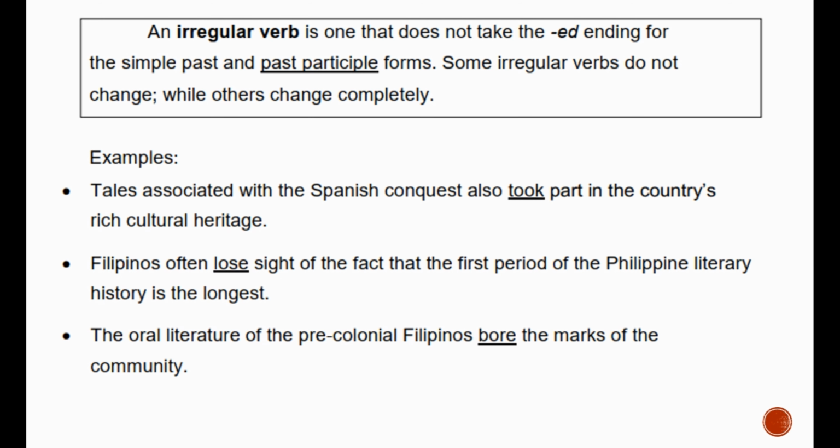Now, an irregular verb is one that does not take the ed ending for the simple past and past participle forms. Some irregular verbs do not change, while others change completely. Here are some examples. Repeat after me. Tales associated with the Spanish conquest also took part in the country's rich cultural heritage. Filipinos often lose sight of the fact that the first period of the Philippine literary history is the longest. The oral literature of the pre-colonial Filipinos bore the marks of the community.